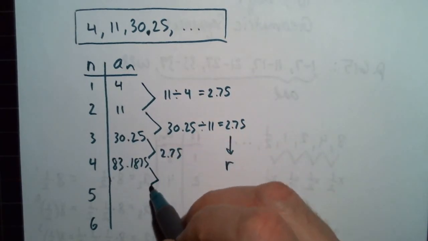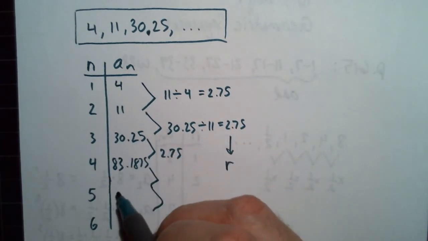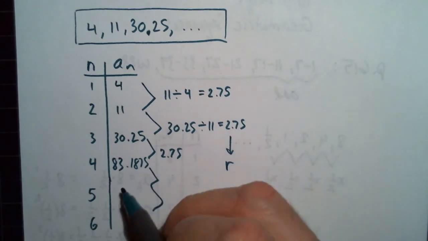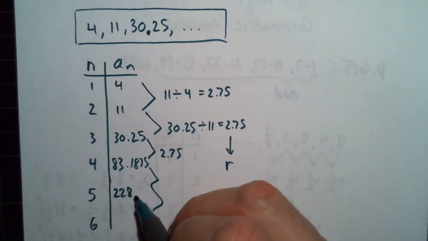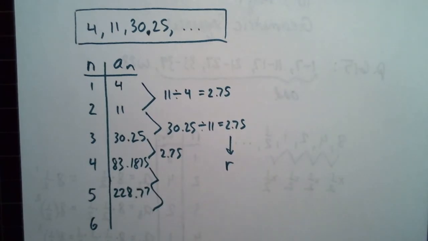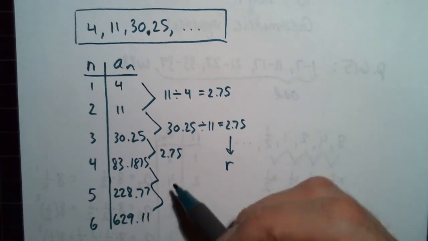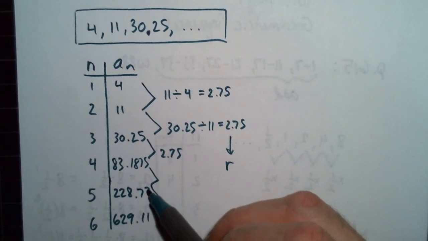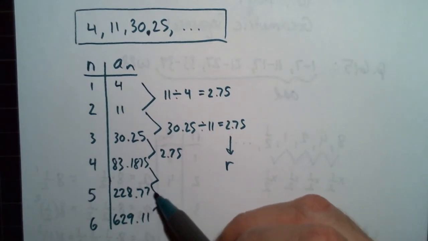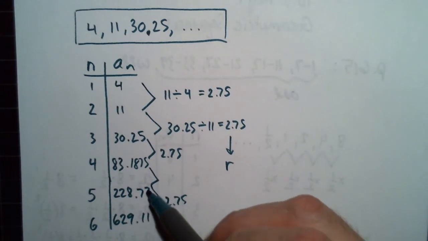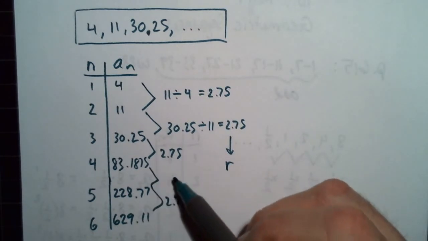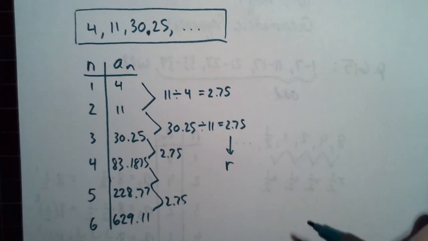83.1875. Multiply again, and we'd have 228. I'll just round it, 0.77, and 629.11. These are rounded, so if you multiply this by 2.75, you won't get that. But if you never round it and you just round each of them, that's how they would round.